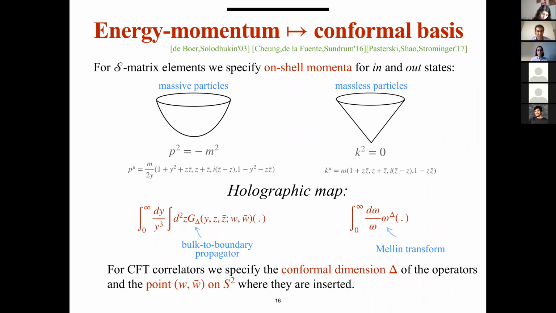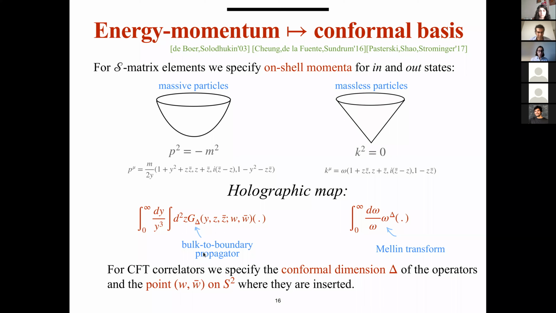Okay, so in principle, I will have to discuss two things. I will have to discuss how we map from the energy momentum basis to a new basis for massive particles, but also for massless particles. So in the S matrix, we specify the on-shell momentum for the in and out states, and massive particles will be parameterized by a point on this hyperboloid, while massless particles will be parameterized by this cone of null momentum. And it turns out that the map that takes us to a basis where these Ward identities become manifest is given by the following integral transforms.